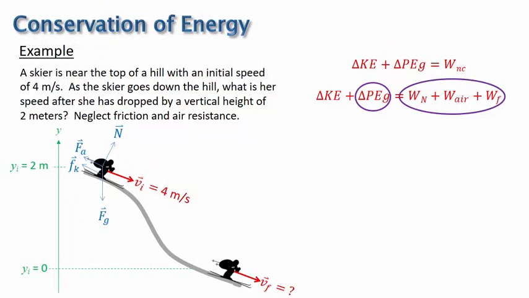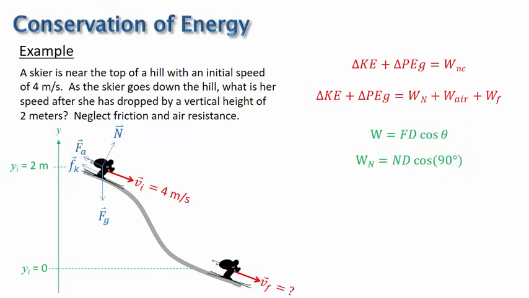Let's apply the equation for work, force times distance times the cosine of theta, where theta is the angle between the force and the displacement vectors. For the normal force, theta is 90 degrees, and the cosine of 90 degrees is 0, so the work by the normal force is therefore 0. There's also work being done by the air resistance and friction forces. In both cases, theta is 180 degrees, and the cosine of 180 degrees is -1. So the work by each of these work terms is negative. For this particular problem, however, we're told to neglect these forces, so these work terms are also 0.